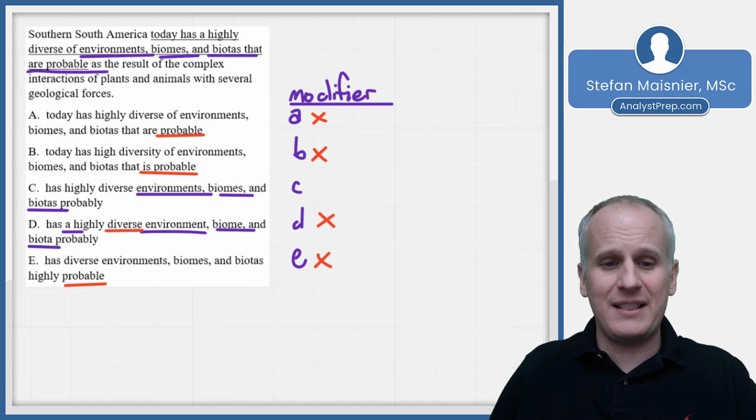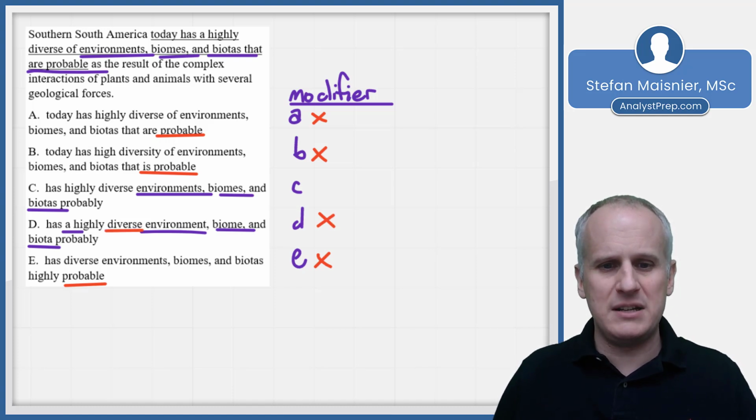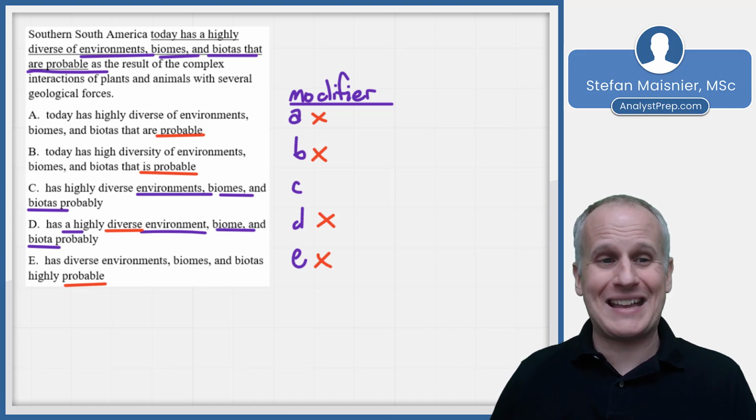Additionally, we know that a highly diverse environment, biome, and biota would be kind of difficult to accomplish because you'd be talking about diversity within one thing as opposed to a diverse multitude of things as we have in choice C. So as always, we'll read our answer back into the original to confirm that it captures the intended meaning.